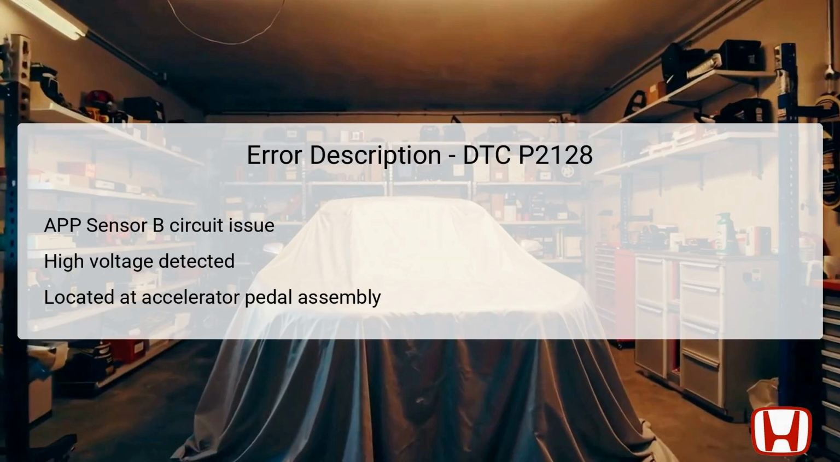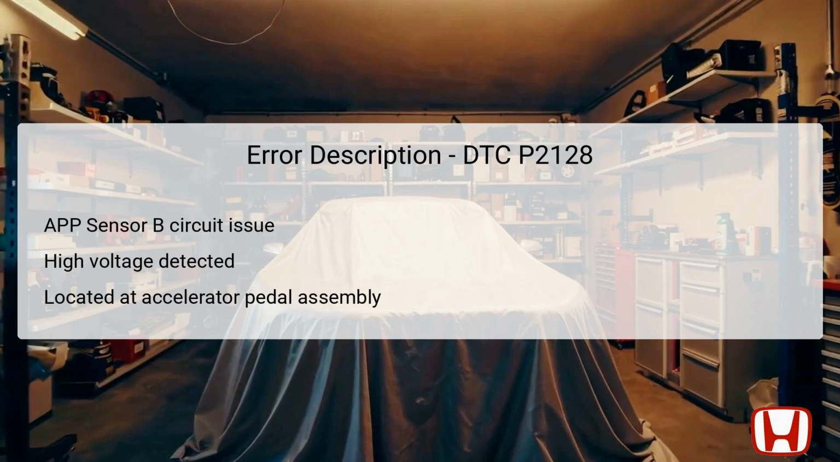The P2128 DTC signifies a high voltage detection within the APP sensor B, which is also termed TP sensor E in Honda terminology. This sensor is crucially located at the accelerator pedal assembly, where it monitors the position of the driver's foot on the accelerator.